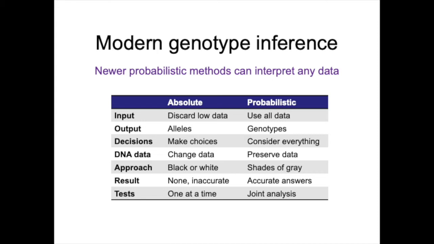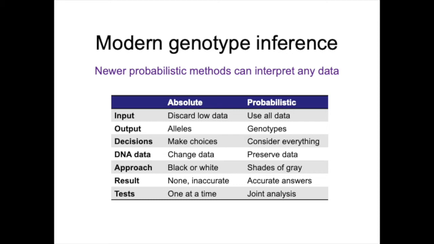Nothing is discarded. The output is in genotypes and their probabilities, considering all possibilities. There's no decisions to make because everything is considered, all the data and all the genotype possibilities. The data is preserved, not discarded. There isn't a concept of trying to choose what data somebody thinks is reliable. Rather, what explanations better explain the data we have without touching it. The approach is not black or white, it's shades of gray, it's probabilities.